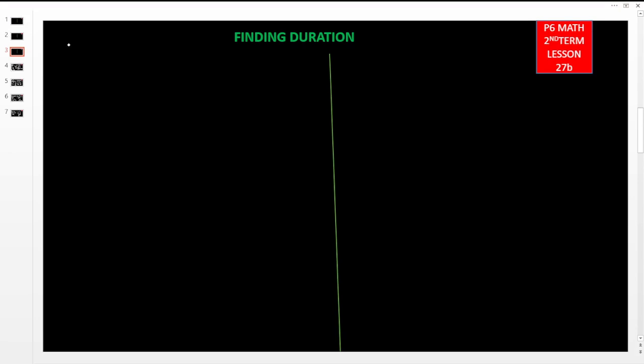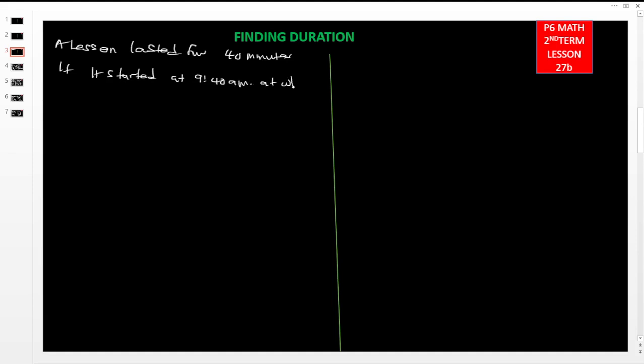A lesson lasted for 40 minutes. If it started at 9:40 AM, at what time did it end? Right. So what are we finding? We are finding the ending time. We get the duration plus the starting time, so hours and the minutes.